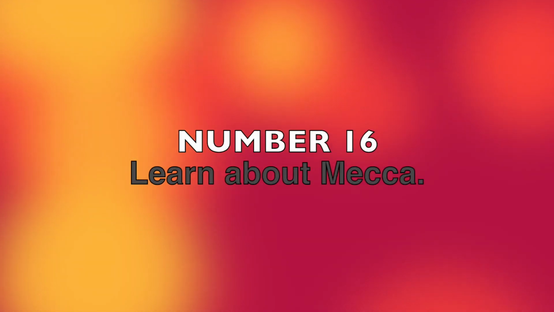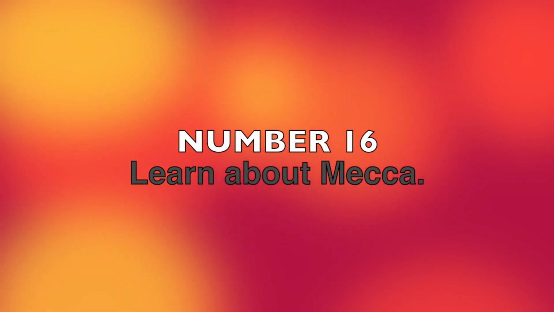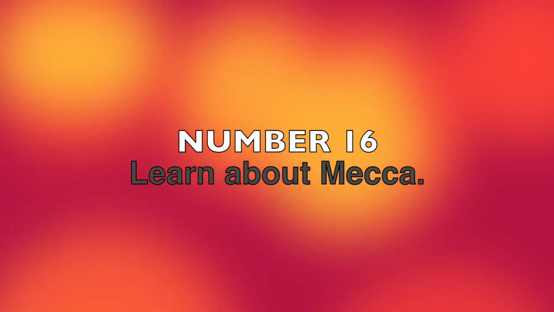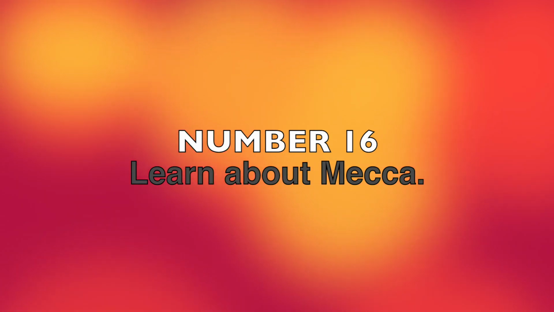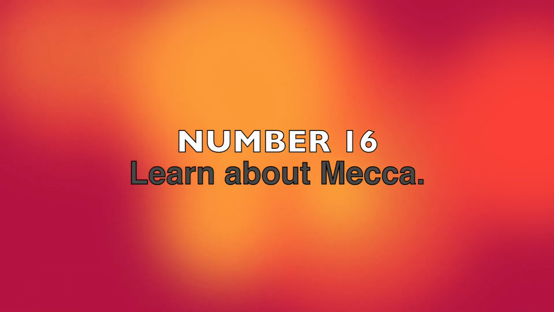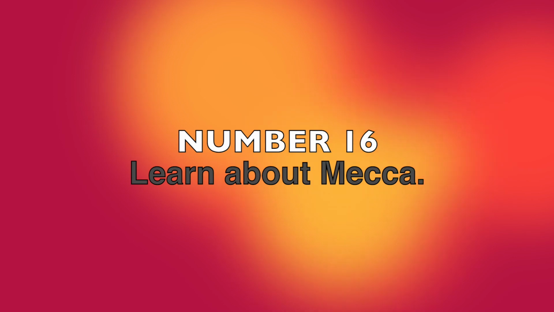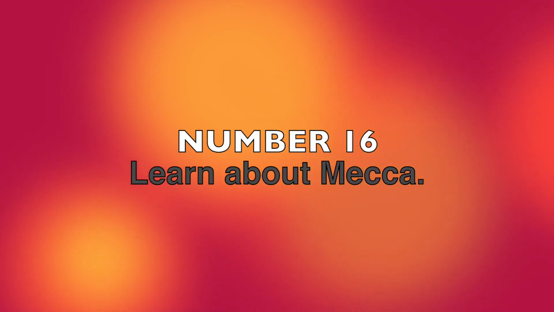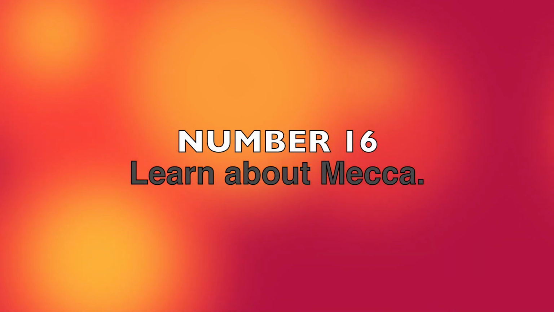Number 16. Learn about Mecca. In the formal prayer, Muslims face the Kaaba in Mecca, Arabia. It is a cube-shaped stone structure. Muslims believe that the Kaaba was the first house of worship on earth dedicated to the worship of one God. It serves as a central focal point for Muslims around the world, unifying them in worship and symbolizing their common belief, spiritual focus and direction. Interestingly, the inside of the Kaaba is empty.